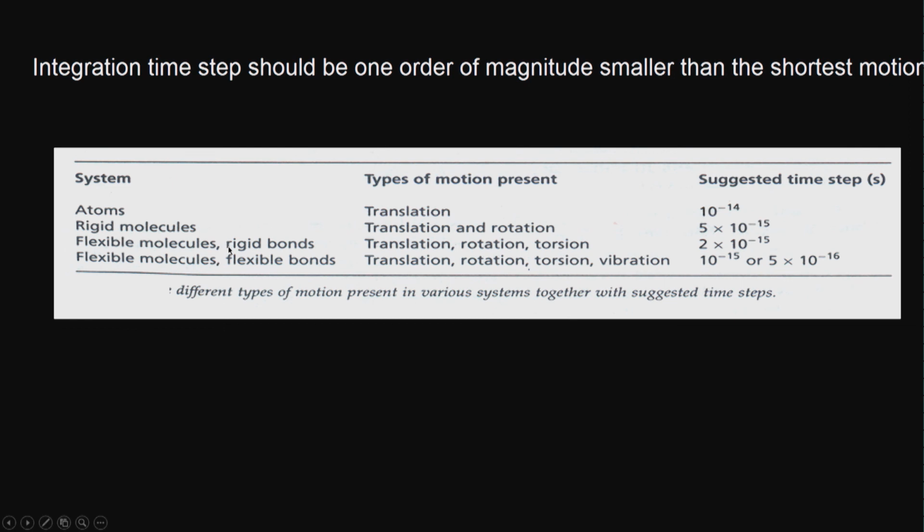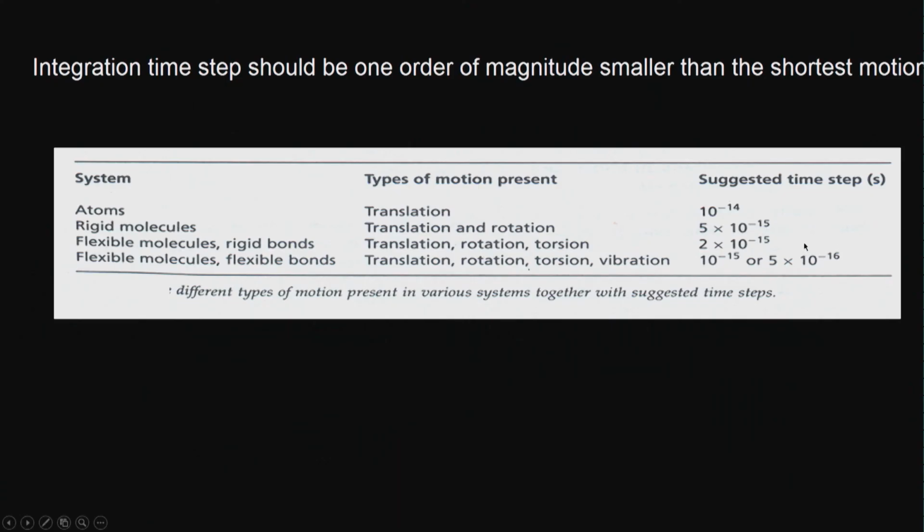If you are looking at flexible molecules with rigid bonds, translation, rotation, torsion, you need time steps of 2 into 10 power minus 15. If you have flexible molecules with flexible bonds, so you want translation, rotation, torsion, vibration, you go 10 power minus 15, almost to 10 power minus 16 time steps, very small time steps. So, if you are integrating for 1 second, you need to do 10 power 16 calculations, that is a huge set of calculations.